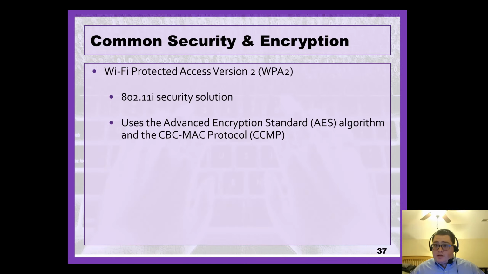Next security and encryption method that I want to talk about is Wi-Fi Protected Access version 2, WPA2. This is an 802.11i security solution, and it uses the Advanced Encryption Standard algorithm and the CBC-MAC Protocol, which is CCMP.